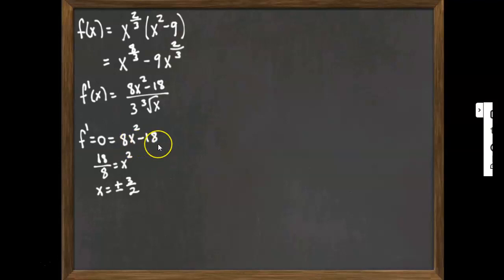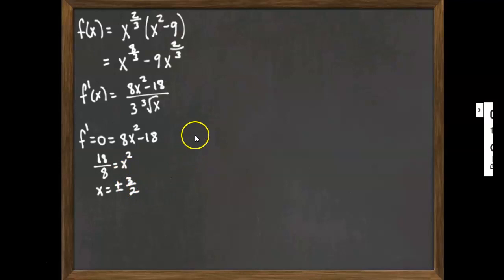And so we can solve that equation pretty easily. We have 8x squared minus 18 equals 0. We bring the 18 over, divide by 8. That would actually simplify to 9 over 4. And then apply square root to both sides. So remember, when we do square root, we're going to get plus or minus. So we get plus or minus 3/2.